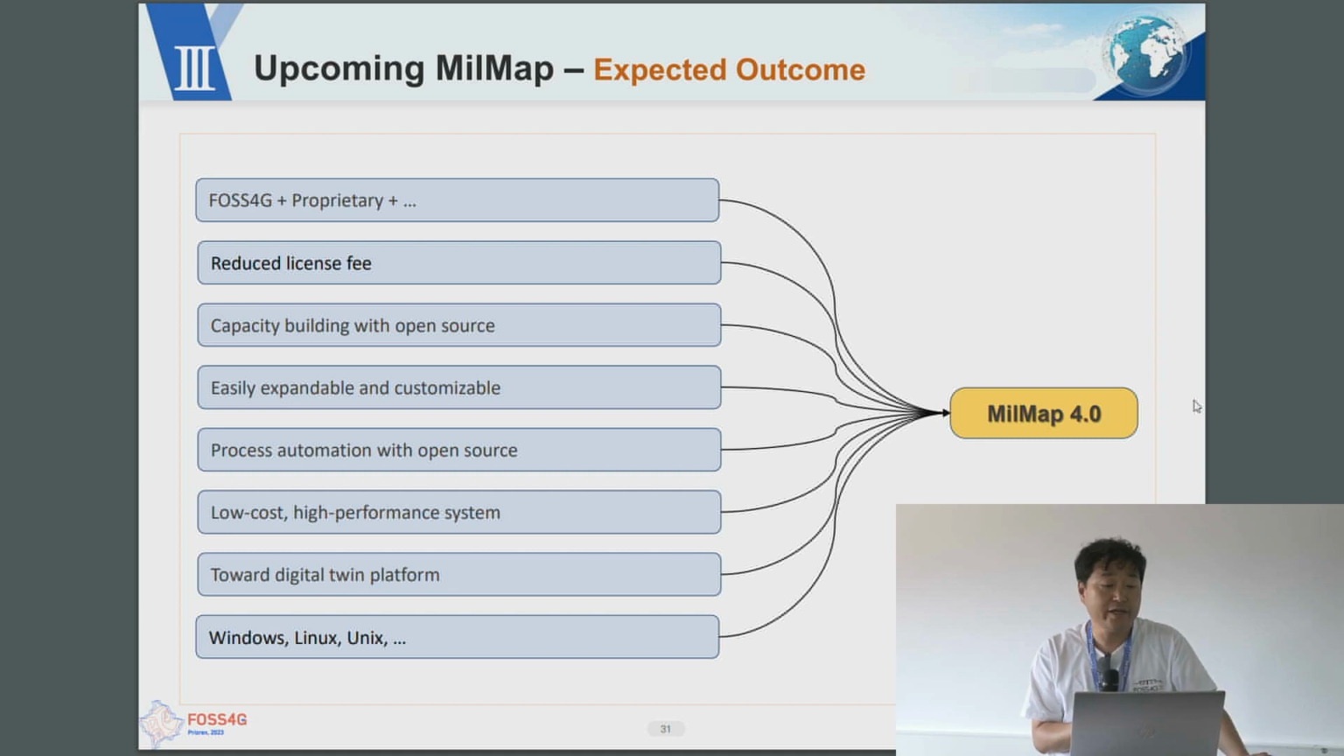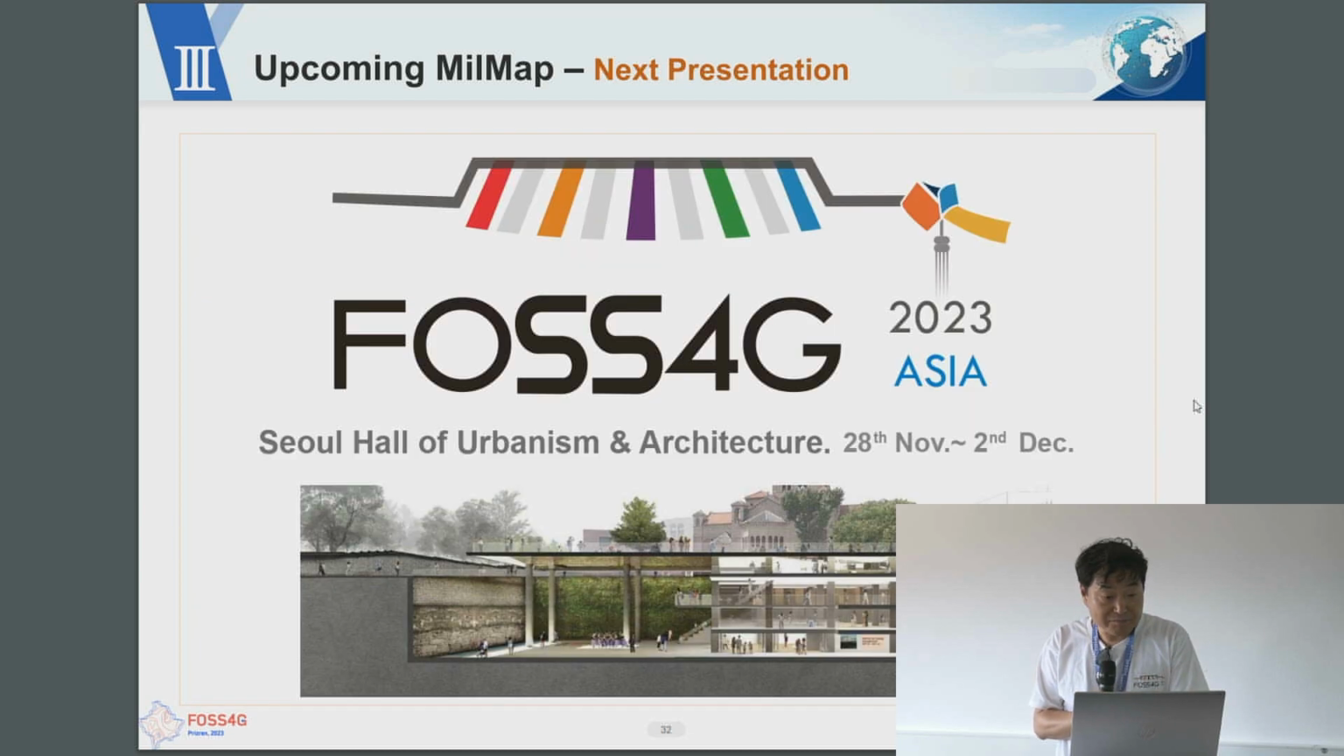That was a very huge headache. We also offer all the source code to our client, so they also expect capacity building inside the military ICT division with open source as well. Also, as an MSA, microservice architecture, we expect an easily expandable, customizable and manageable system. We also expect process automation and a low-cost, high-performance system, and lots of things.